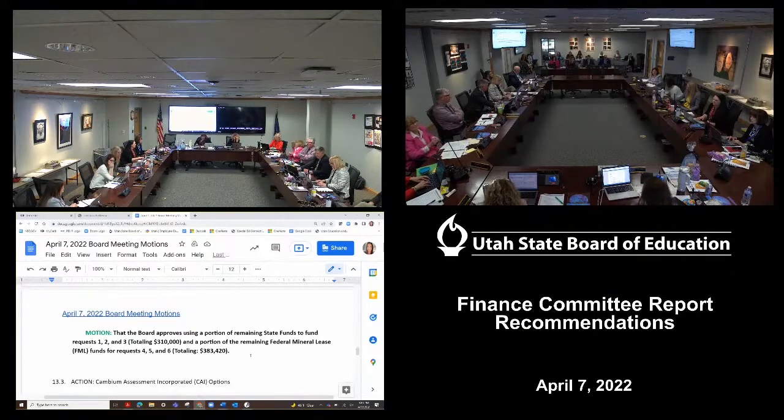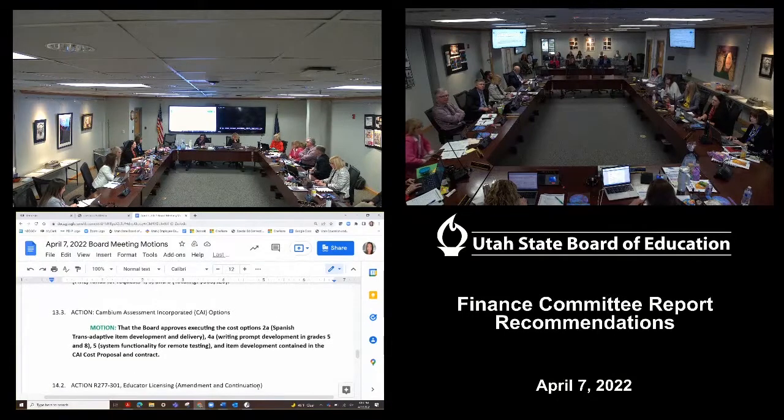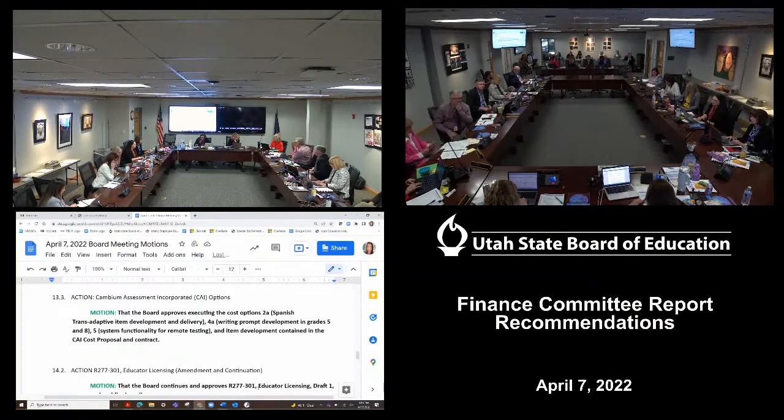Okay, so the motion before the board is that the board approves executing the cost options 2A, Spanish Transadaptive item development and delivery, 4A, writing prompt development in grades 5 and 8, and number 5, system functionality for remote testing, and item development containing the CAI cost proposal and contract. Discussion to that motion, we have Vice Chair Davis.